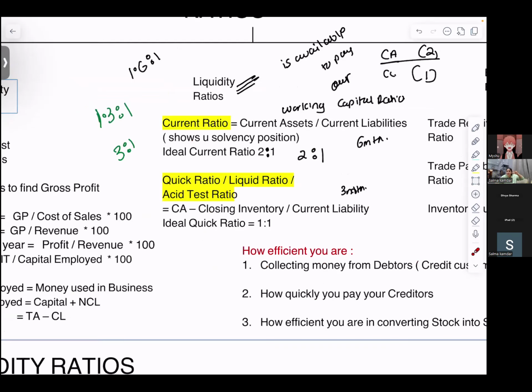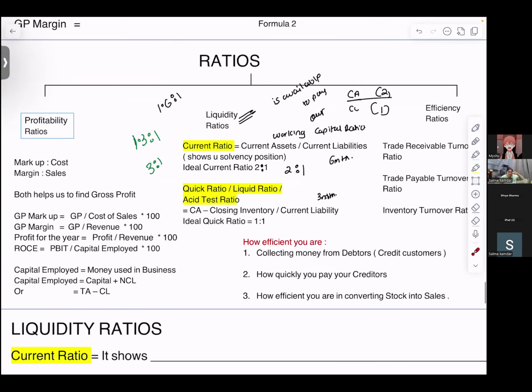So you have two liquid ratios. What are your two liquid ratios? Your current ratio and your acid test ratio. Working capital ratio is also which ratio? Working capital ratio is also your current ratio.